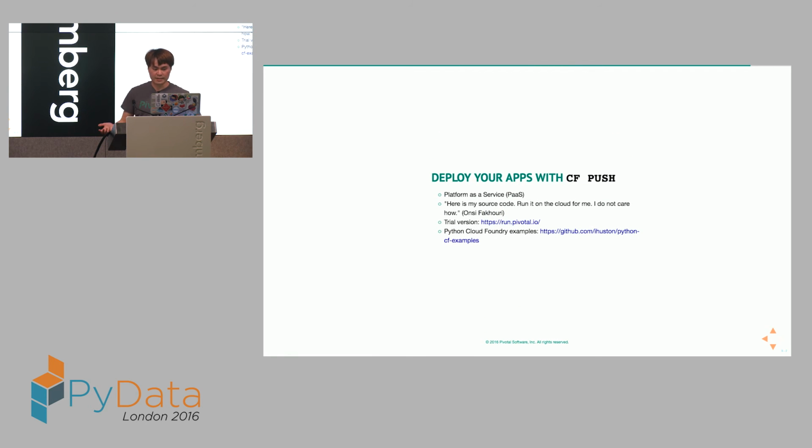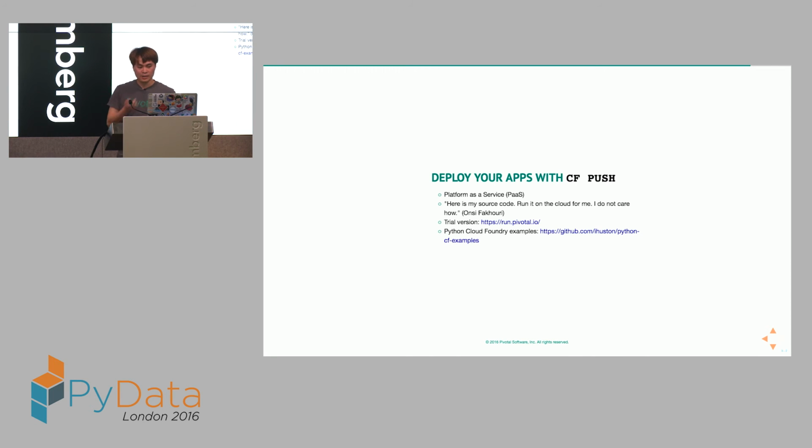So, as I said, again, we actually use Flask to create the API. But of course, for deploying it, you cannot use Werkzeug or something like this, right? So for deploying, we're actually using Cloud Foundry. Have you ever heard of Cloud Foundry before?